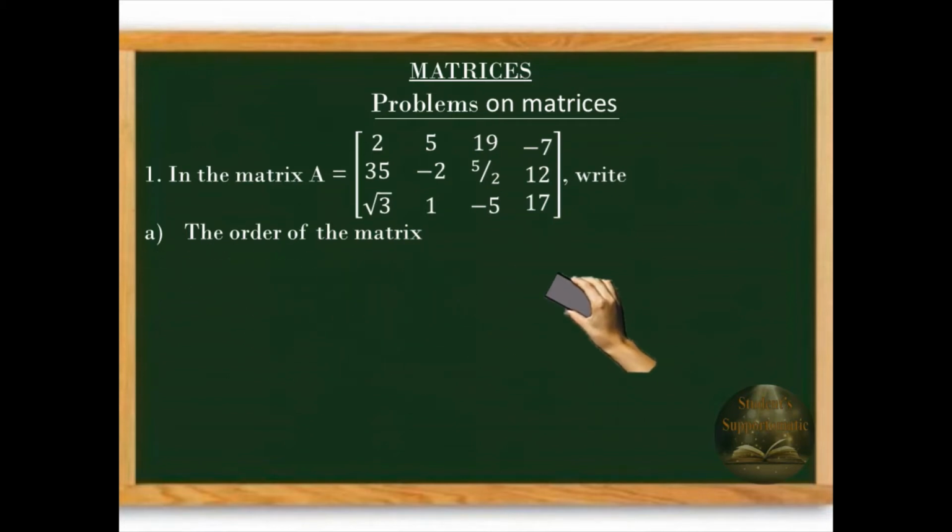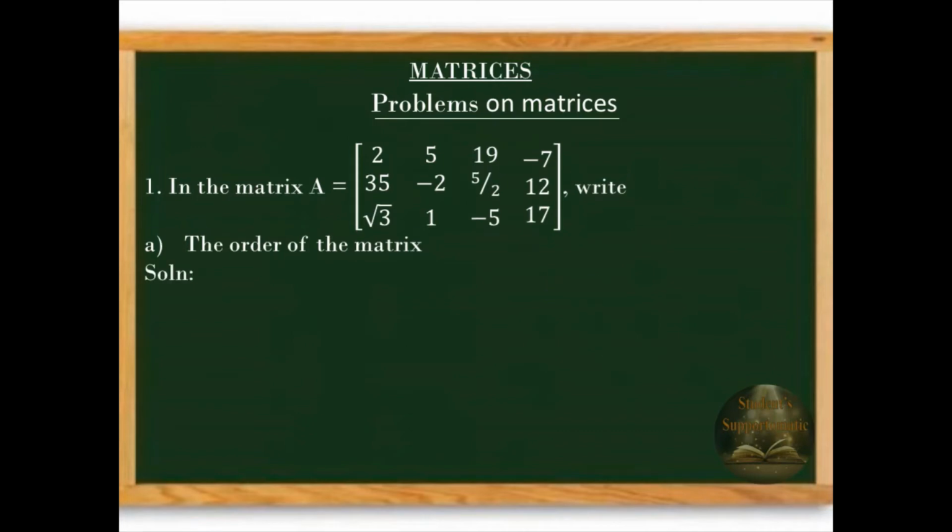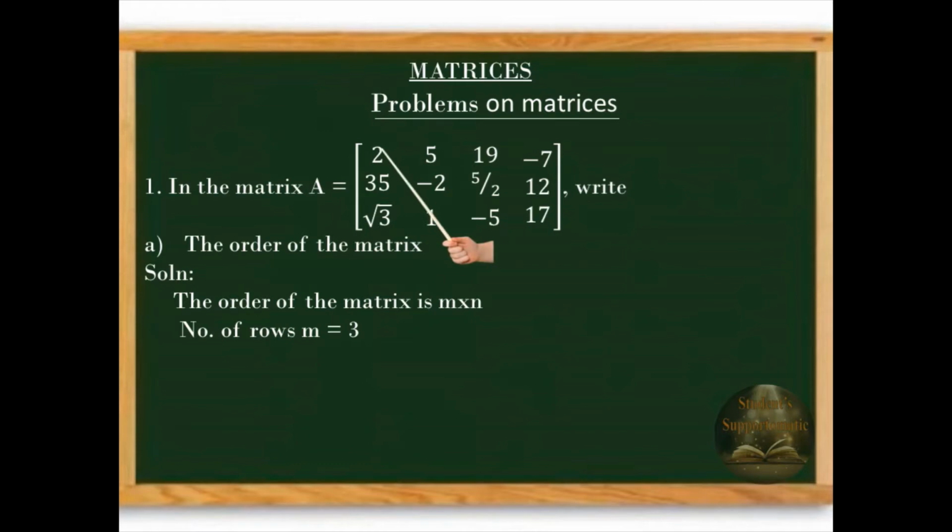So the first part, the order of the matrix. The order of the matrix is m by n, that is m cross n. M is the number of rows and n is the number of columns. First we will write the number of rows. So the number of rows is what? 3. So here 2, 5, 19, minus 7, 35, 2, 5 by 2, 12, root 3, 1, minus 5, 17. These are the rows. So how many rows are there? There are 3 rows.